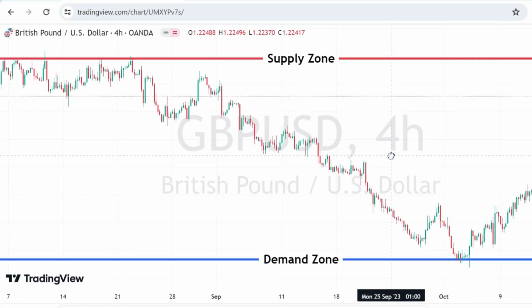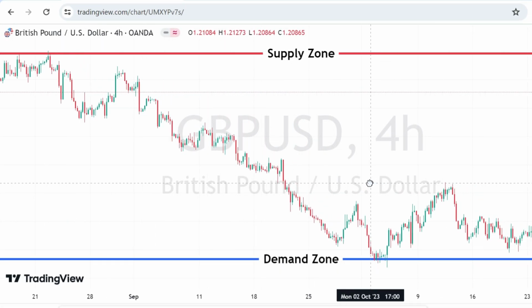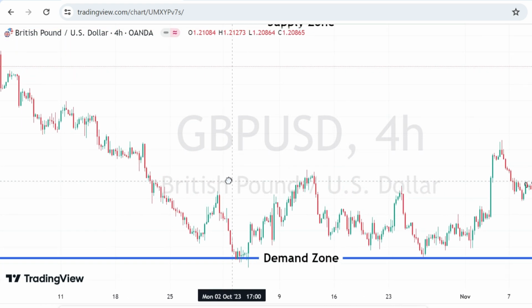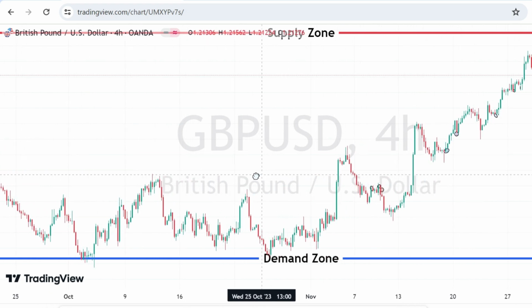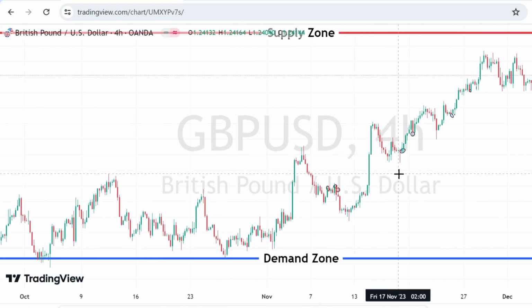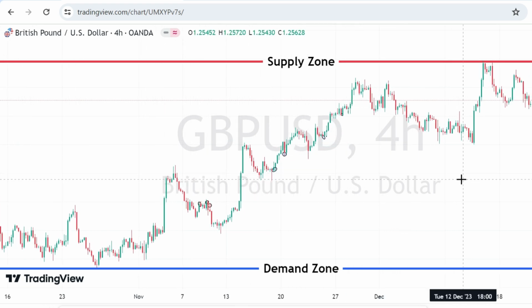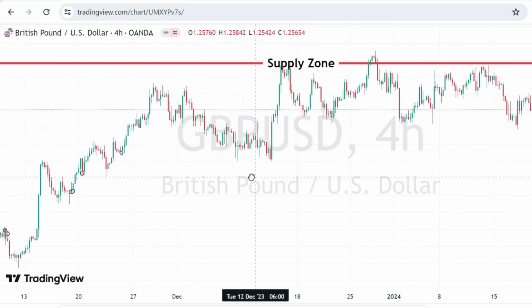Supply and demand zones are critical concepts in Forex trading, rooted in the principles of price action and market psychology. These zones help traders identify potential areas of price reversal or continuation, offering a strategic edge in entering and exiting trades. Understanding these zones involves recognizing where large market participants, such as banks and financial institutions, place their trades, leading to significant market movements.